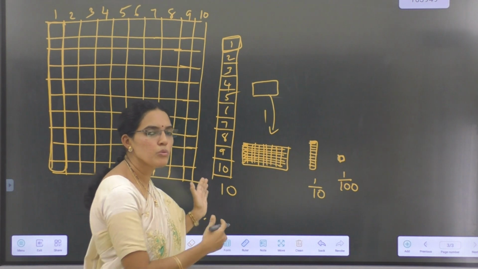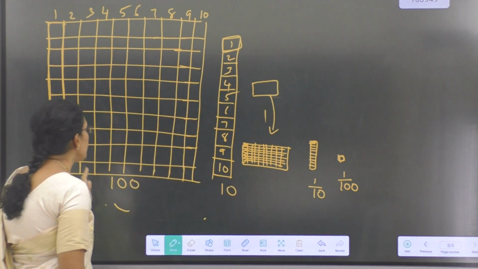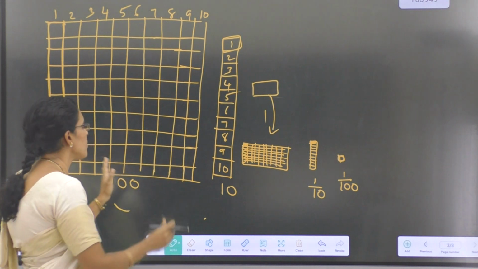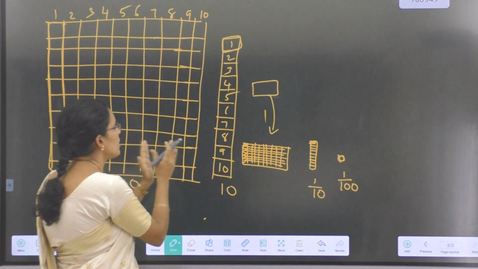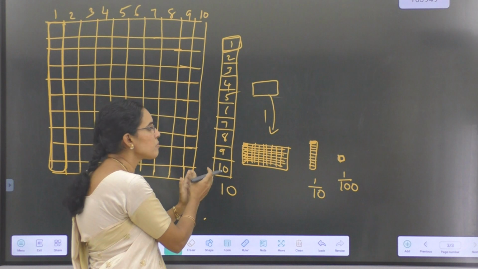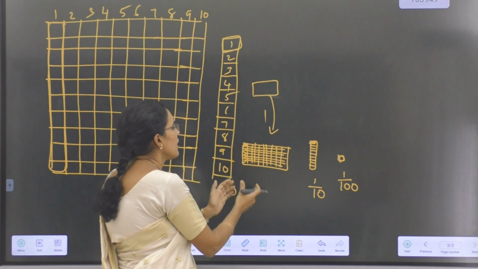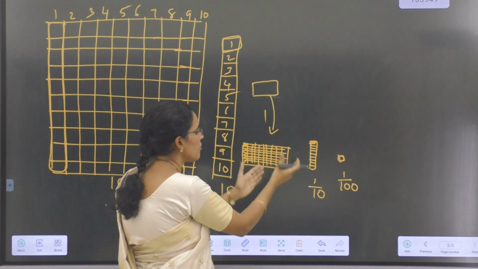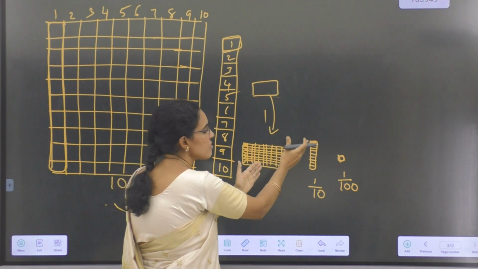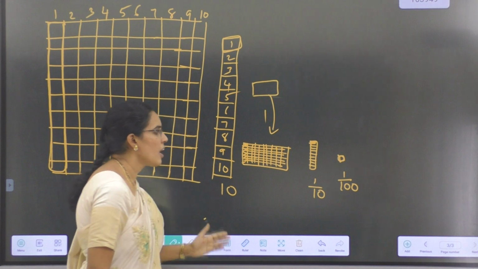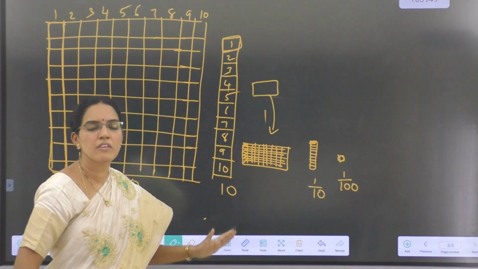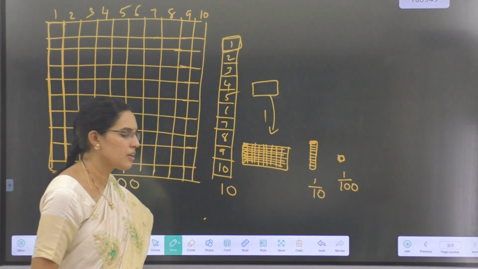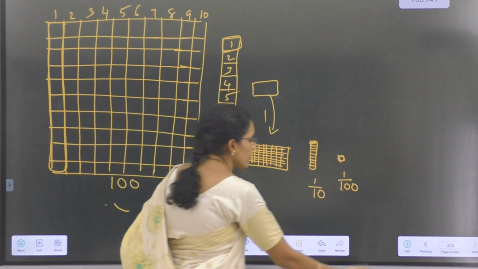Imagine, as we move towards the right hand side, the value is decreasing 10 times. First 100. 10 times smaller is 10 chocolates. 10 times smaller is 1 chocolate bar. Again 10 times smaller is 1 by 10. Again you are dividing that 1 by 10 into 10 equal parts, considering 1 by 100. As we move towards the right hand side, the value is decreasing 10 times. This is about the place value chart.